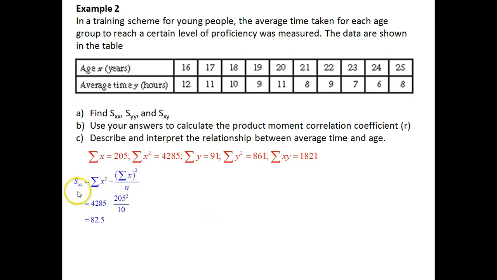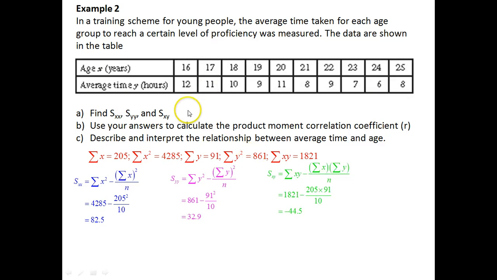So Sxx was sigma x squared minus sigma x all squared over n. So we have 4285 minus 205 all squared over 10. There are 10 values, and we have 82.5. For Syy, we have the sum of y squared being 861 minus the sum of y all squared, which is 91 all squared, divided by 10, and we get 32.9 as Syy.